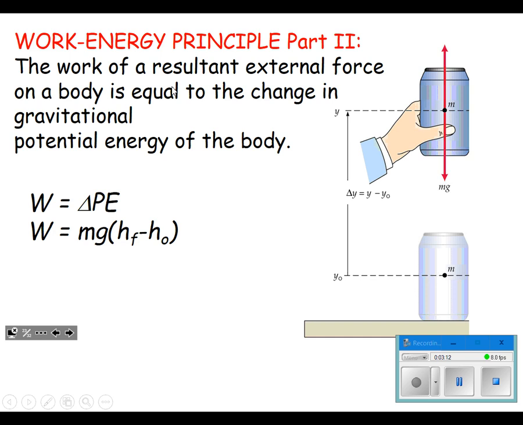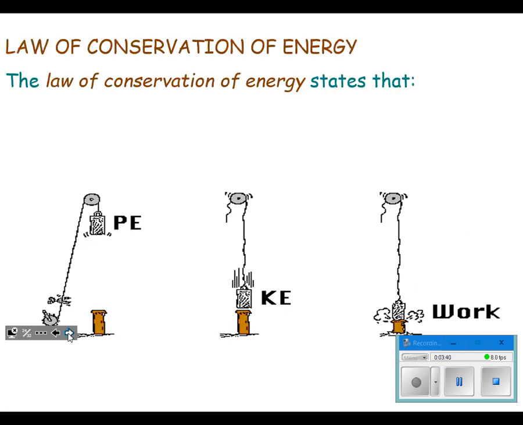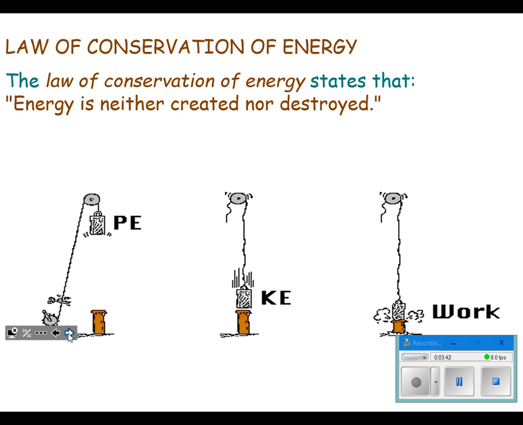All right. I could also say that the work energy principle works for the change in potential energy as well. So the work of a resultant, again, external force on a body is equal to the change in the gravitational potential energy of the body. So I could say that work equals the change in potential energy, or I could say that work equals the F times the change in D, which is really mass times gravity is F, and h_f minus h_o is just my change in D.